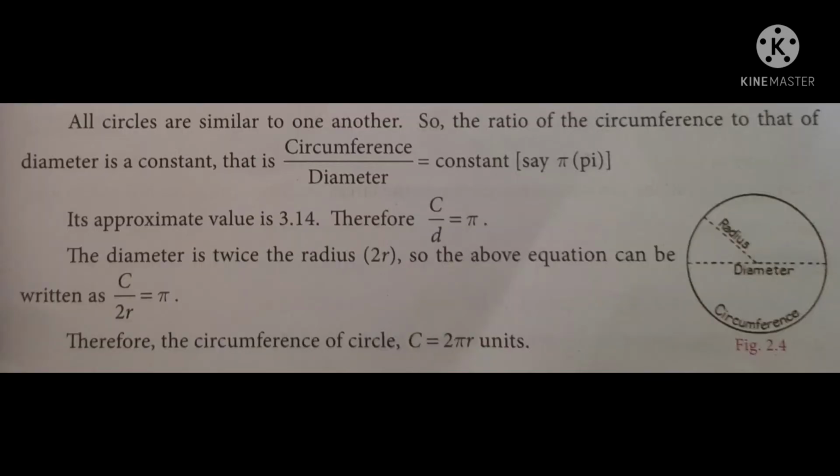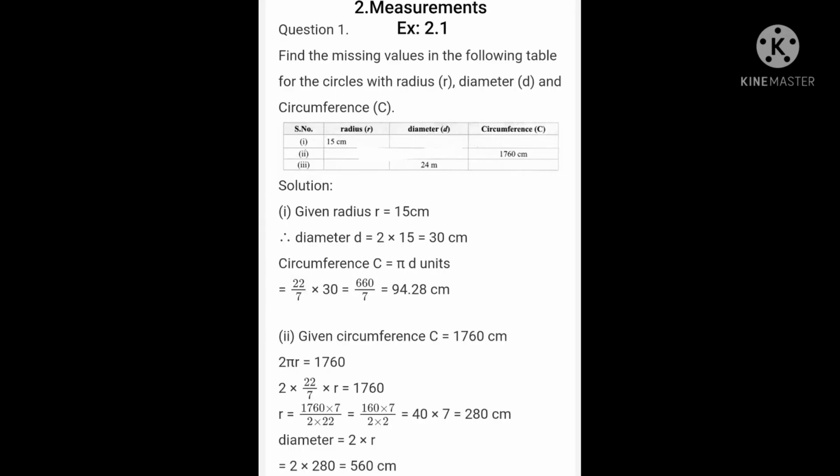Now in the first exercise we are going to discuss the circumference. All circles are similar to one another, so the ratio of the circumference to that of diameter is a constant. That is, we can write circumference by diameter is equal to constant. That constant we call pi. So we have c by d is equal to pi, and substituting d is equal to 2r, we get the circumference c is equal to 2 pi r units. Now we will start the exercise.